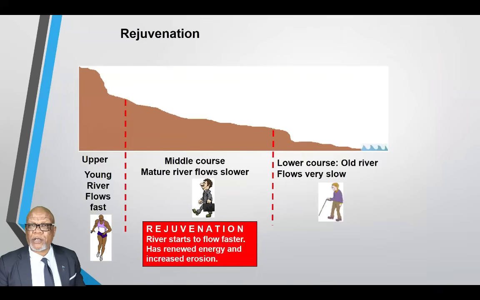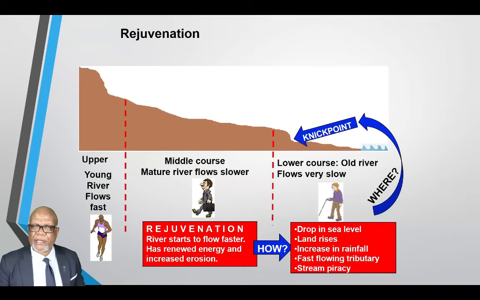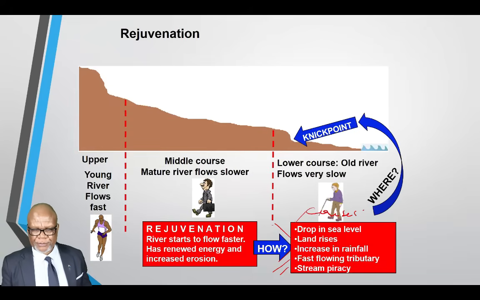Now let's look at river rejuvenation. What is river rejuvenation? When the river starts to flow faster. River rejuvenation is when the river starts to flow faster, and then you need to look at the reasons why a river will rejuvenate: because of the drop in sea level, because of the land that has risen, or because of increase in rainfall, because of faster flowing water, or because of stream piracy. These are the causes of river rejuvenation.